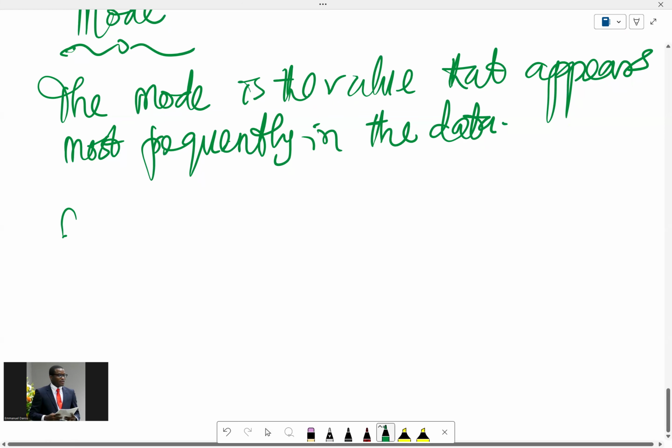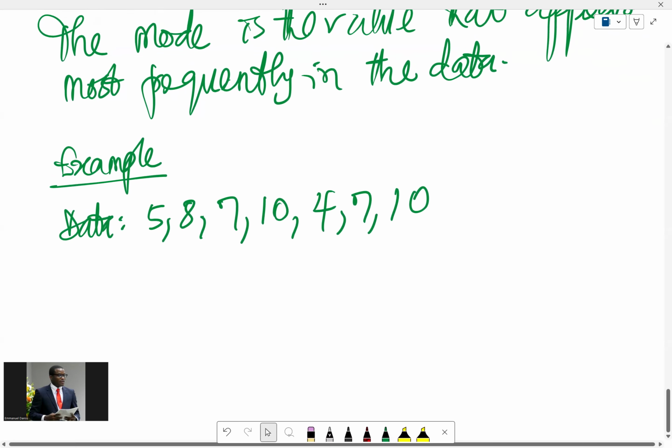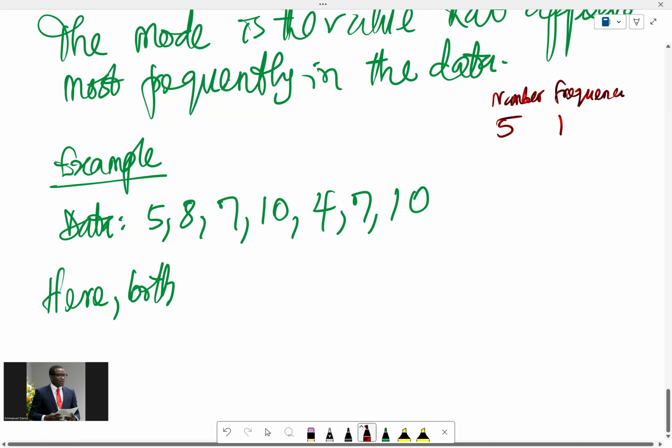So, for example, now you want to find the mode of this data. Data is 5, 8, 7, 10, 4, 7, and 10. Okay. Now, if you look at their frequency, we can quickly do something. So this is the number, and this is the frequency. So 5 appears 1 time.